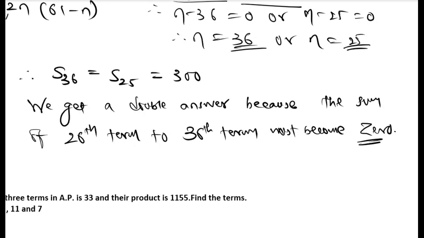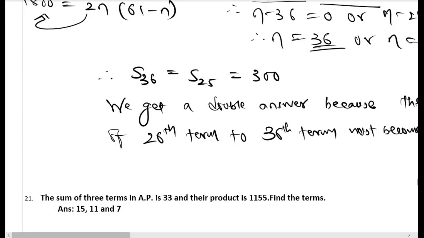It's possible that from the 26th term to the 36th term, all the numbers are positive and negative both in this AP. So they will all get cut with each other, and the sum of the 26th term to the 36th term will be 0, right? So the sum of 25 terms is also 300 and the sum of 36 terms is also 300. So you can get a double answer like that. It's not explained in the textbook, but I'm just giving you some extra information.